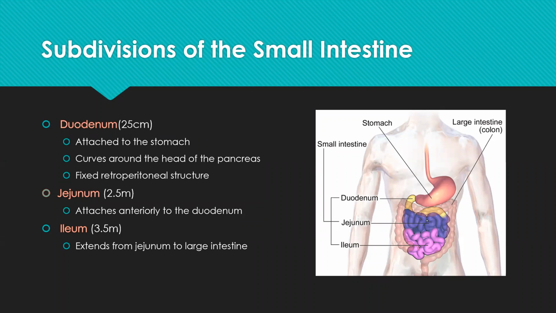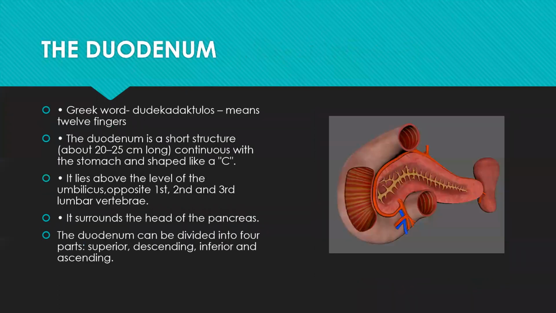The duodenum is attached to the stomach, curves around the head of the pancreas, and is a fixed retroperitoneal structure. The jejunum attaches anteriorly to the duodenum, and the ileum extends from the jejunum to the large intestine. This is the last part of the small intestine.